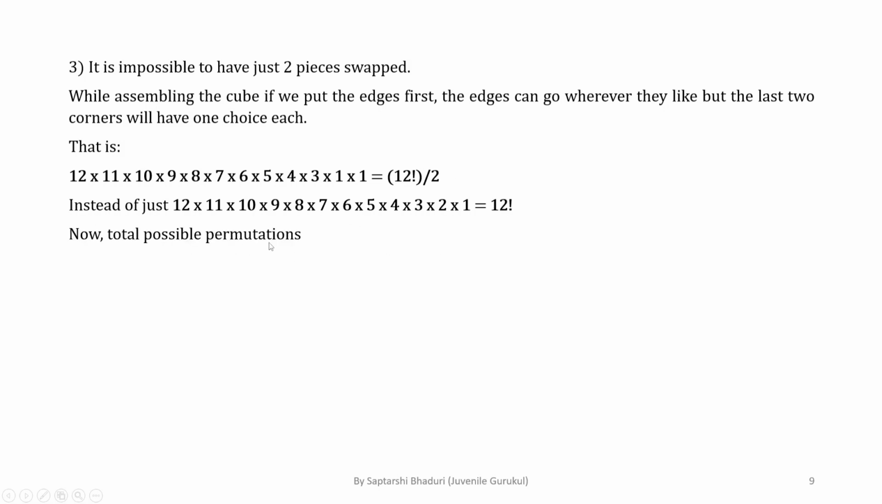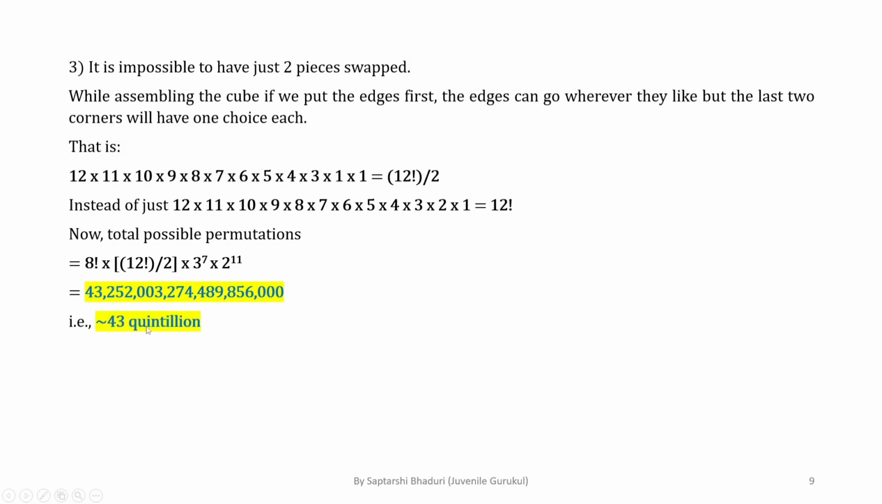Now total possible permutations are 8 factorial times 12 factorial by 2 times 3 to the power 7 times 2 to the power 11, which gives us this huge number, which is approximately 43 quintillion. Now we arrived at our desired result. But there is still something missing.